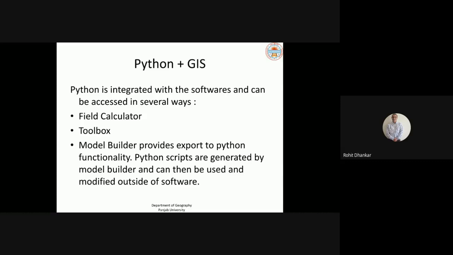Now moving forward to the toolbox. Toolbox has many types of tools which help us in creating and also processing the data. And the best thing about all these software, ArcGIS, QGIS, MapInfo, is that there is a model builder present in there, which helps us, as we talked about earlier, to export our tool to a Python script, which can then be easily used to modify the software.